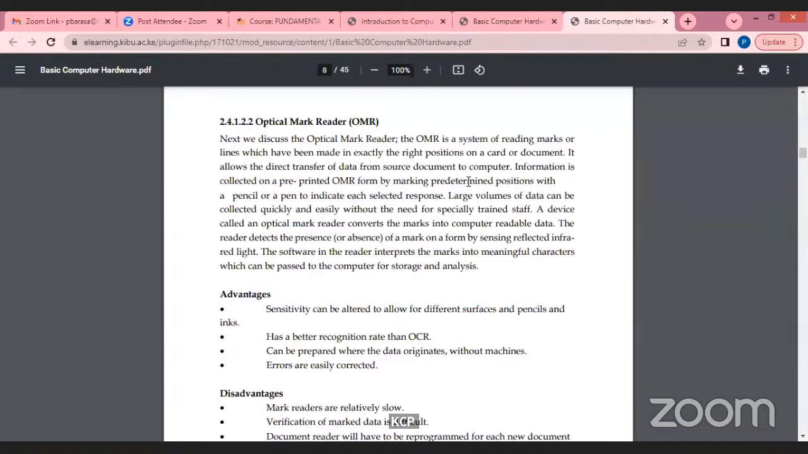So large volumes of data can be collected easily without the need for specially trained staff. A device called an optical mark reader converts the mark into computer-readable data. The reader detects the presence of a mark on a form by sensing reflected infrared light. The software in the reader interprets the marks into meaningful characters, which can be passed to the computer for storage and analysis.